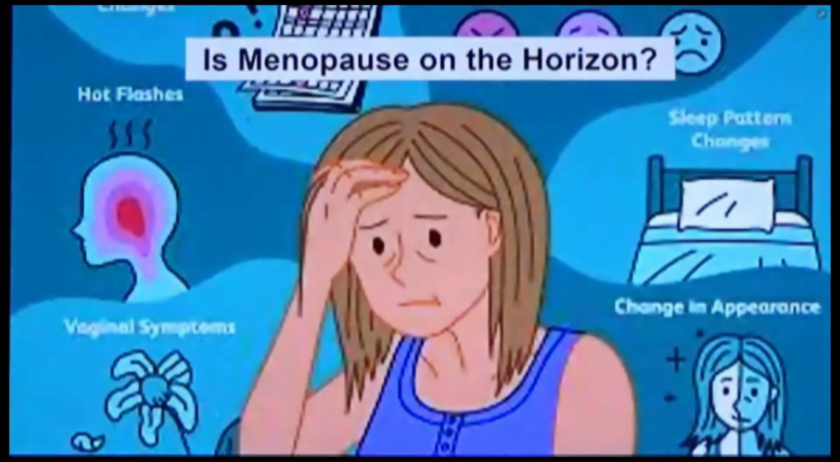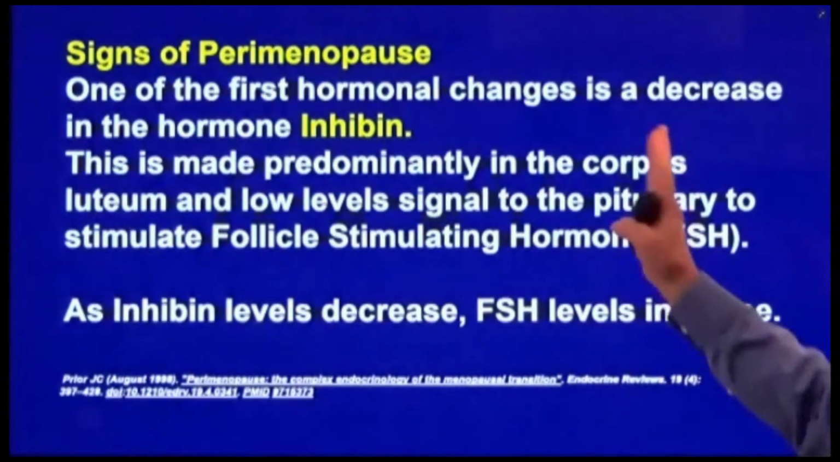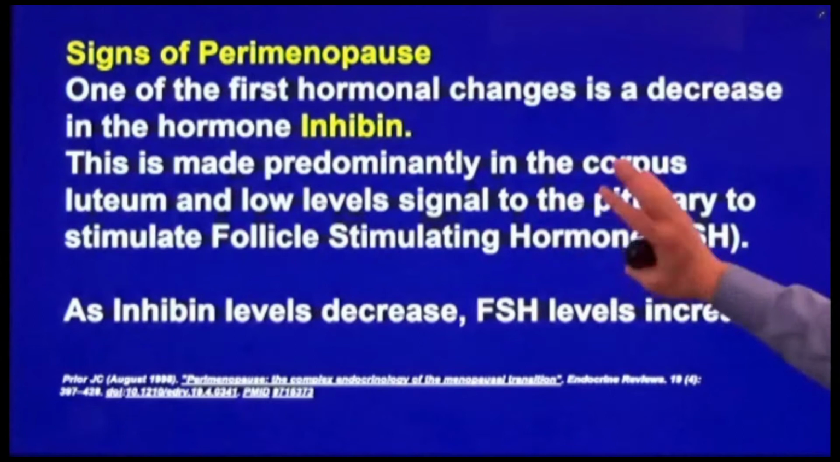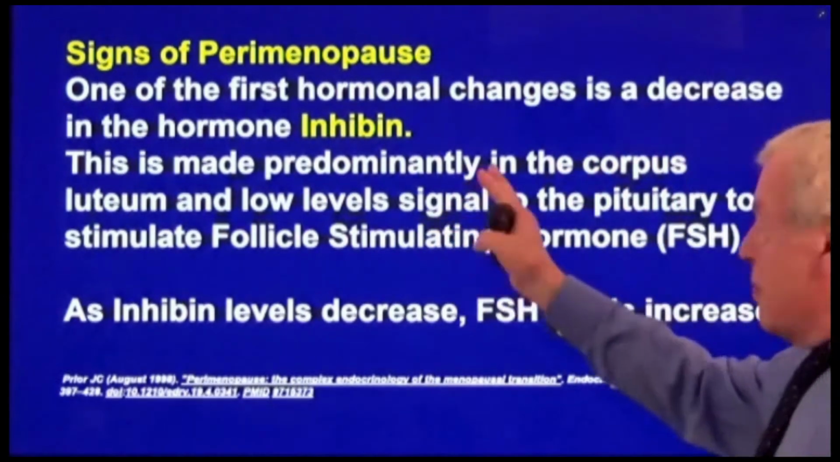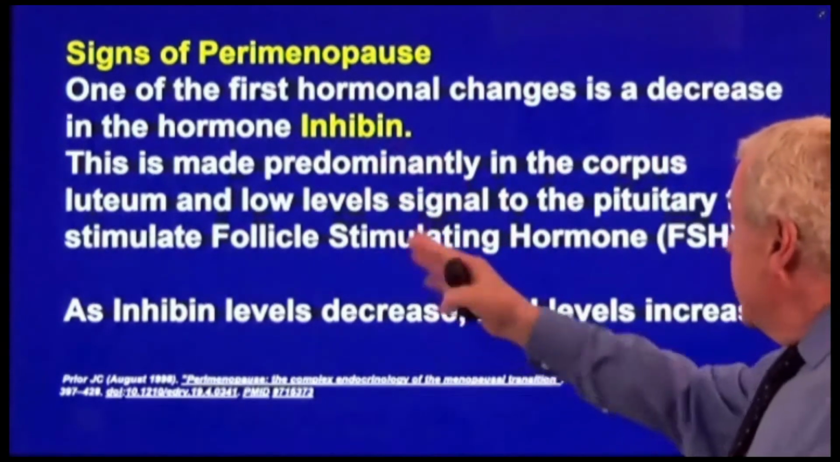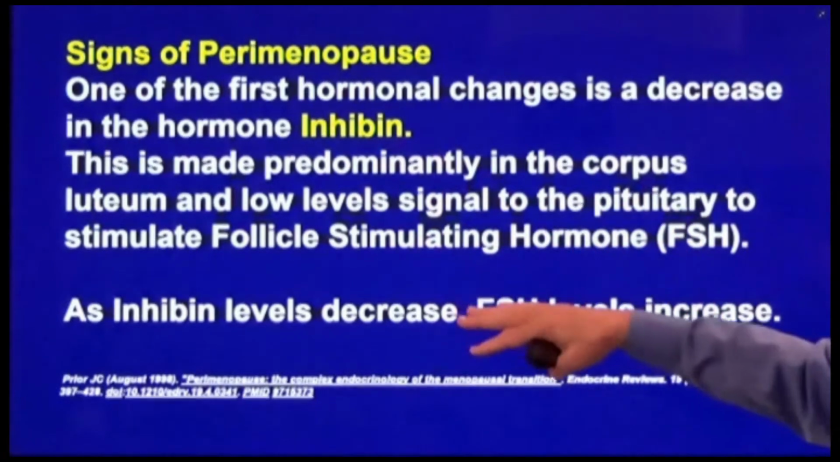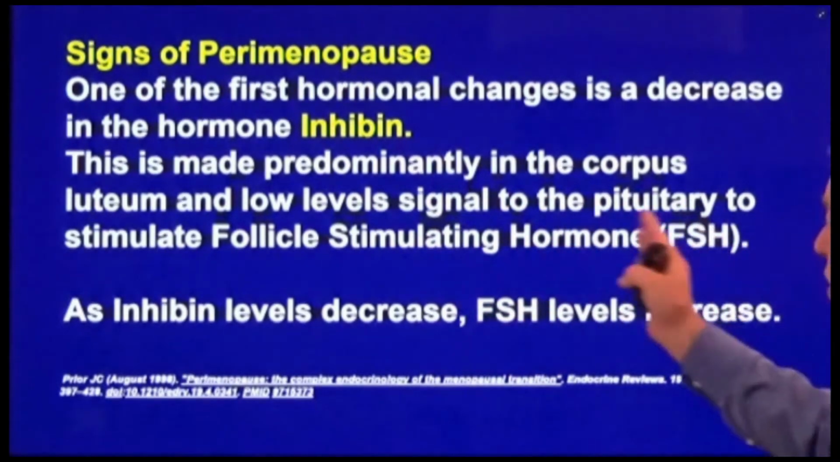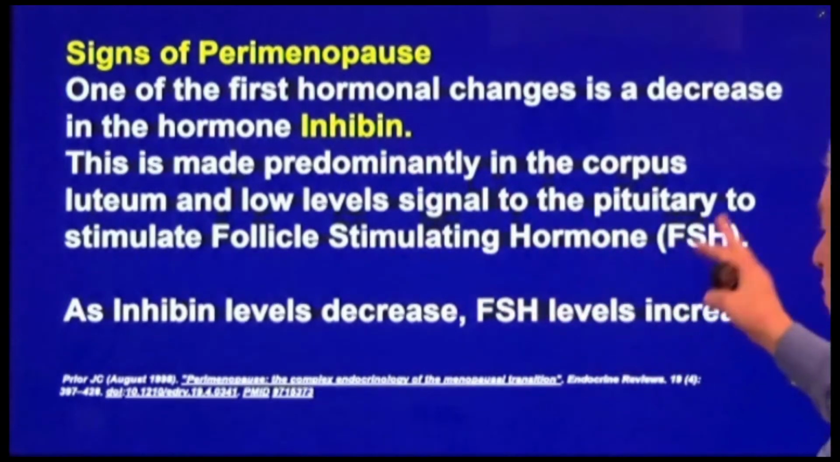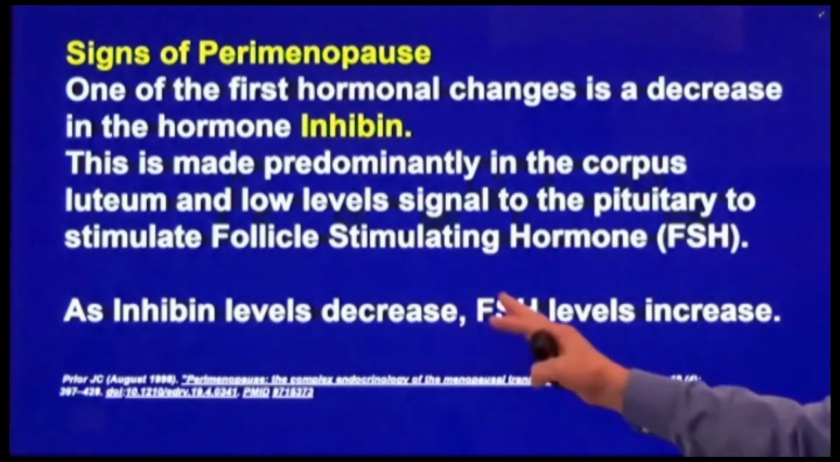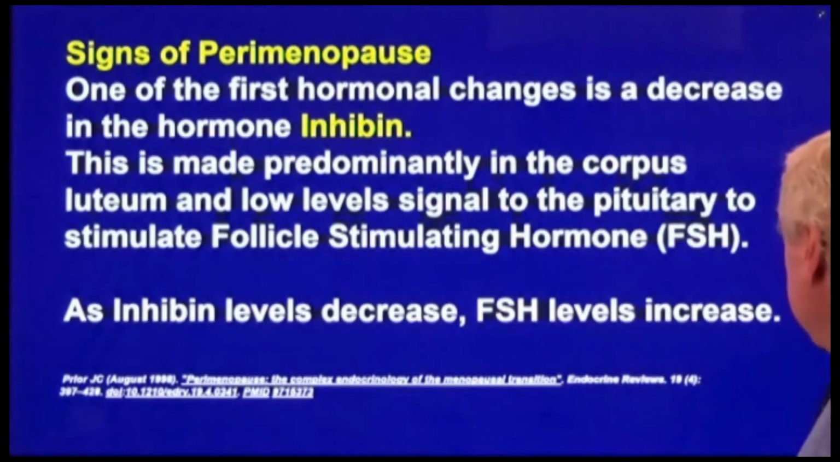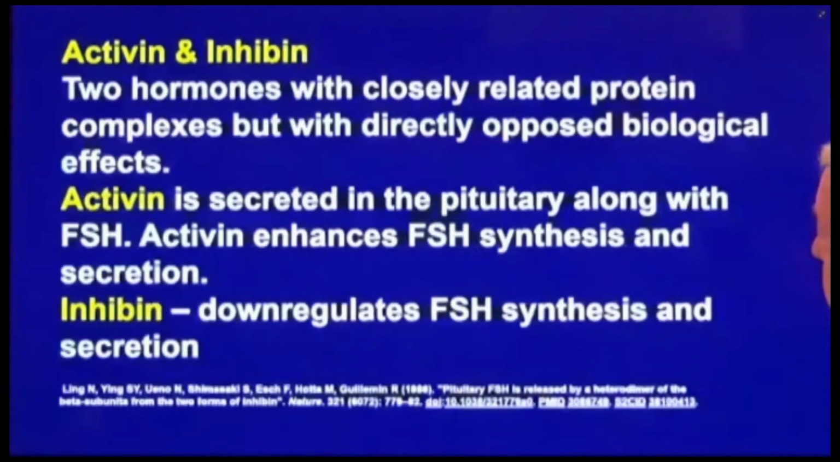So is menopause on the horizon, and how can we diagnose this? So signs of the perimenopause, one of the first hormone changes is a decrease in the hormone inhibin. This is made predominantly in the corpus luteum, and low levels signal to the pituitary to stimulate follicle-stimulating hormone. As inhibin levels decrease, follicle-stimulating levels increase.